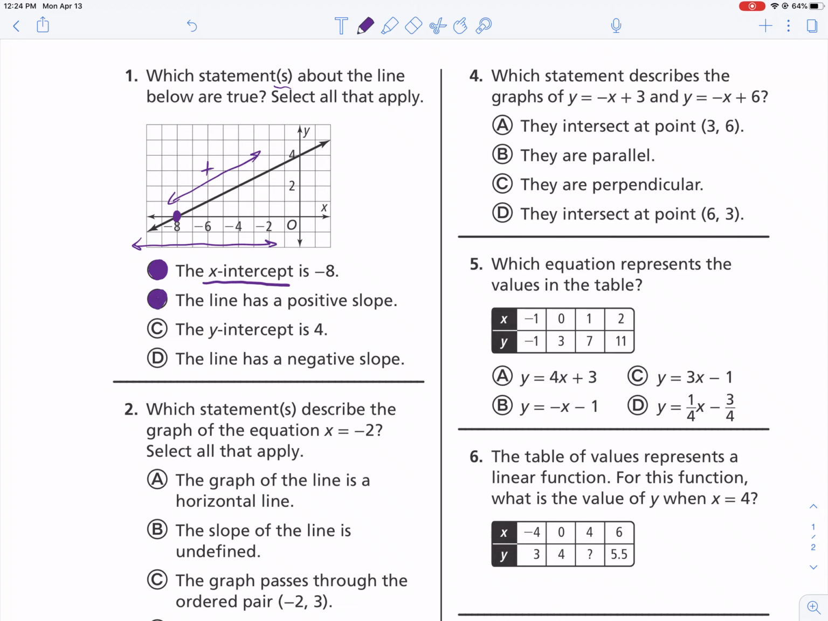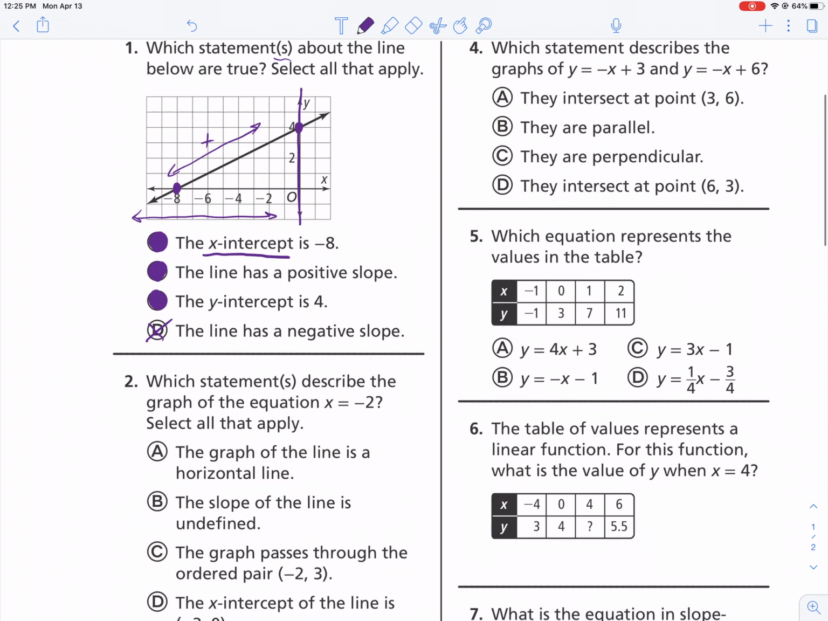Our y-intercept is 4, so we're going to look where it crosses the y-axis, and we see that it does cross at +4, and the line has a negative slope. We already established that it was a positive slope, so it is not going to be a negative slope. So we're going to get those first 3 options.